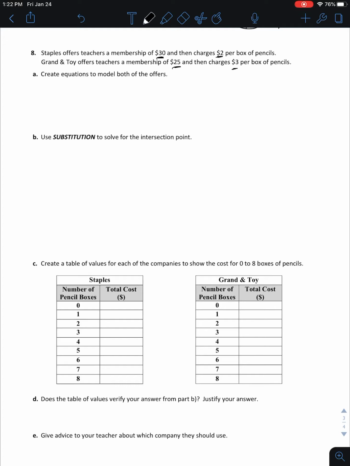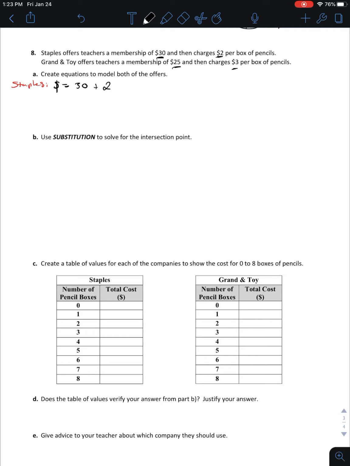So part A is just saying you need to come up with 2 equations to represent what's going on here. Ultimately, it's about money, so we're trying to see dollars. Dollars is equal to how much am I going to pay? We'll do Staples first, and let's label this Staples. When I go to Staples, they're going to charge me $30, regardless of whether I spend any money on boxes of pencils.